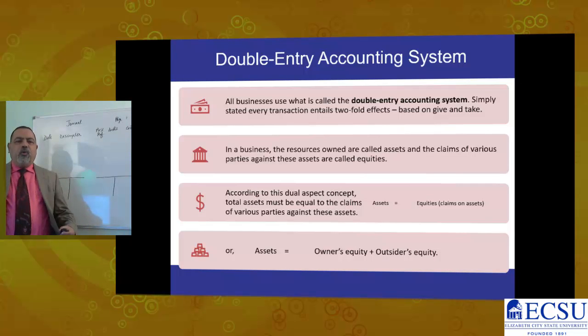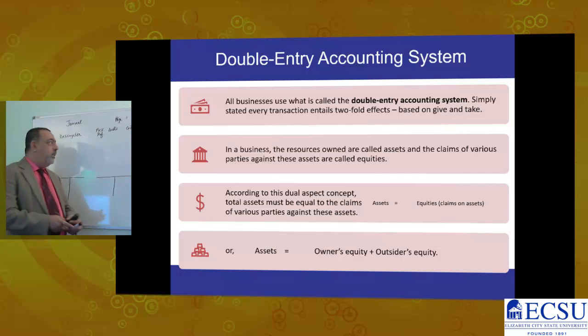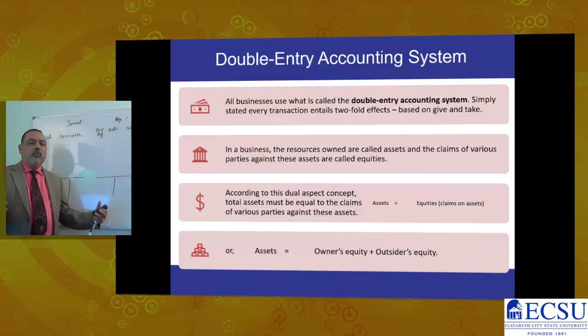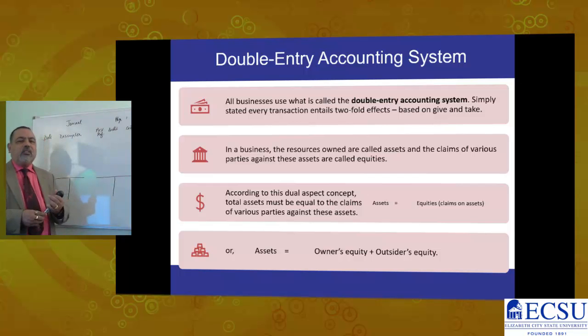Now, as you know, all businesses use the double entry accounting system. What is a double entry accounting system? Basically, the double entry system of accounting is that every transaction will entail a twofold effect, because the basic tenet of life is that if somebody gives, somebody receives. So based on that give and take philosophy, we will be using that concept to implement it in accounting. So that's the double entry system.